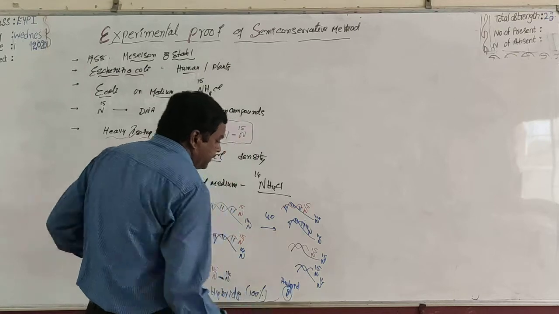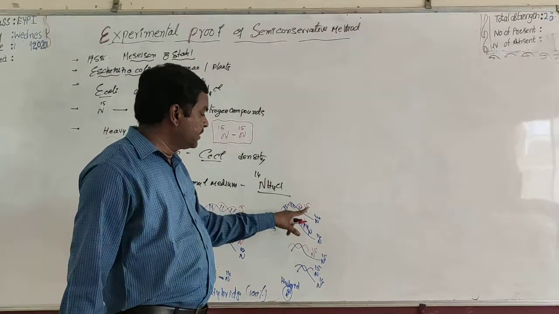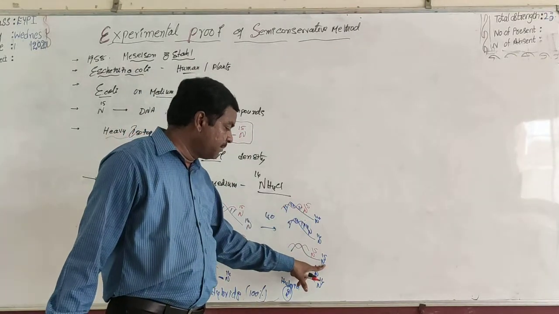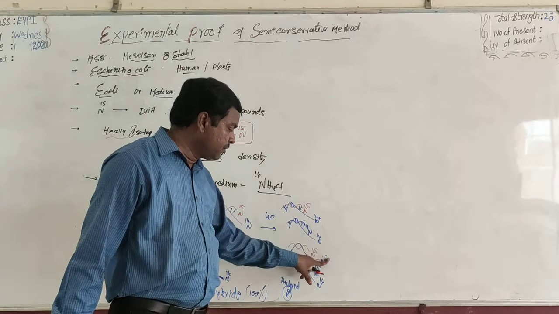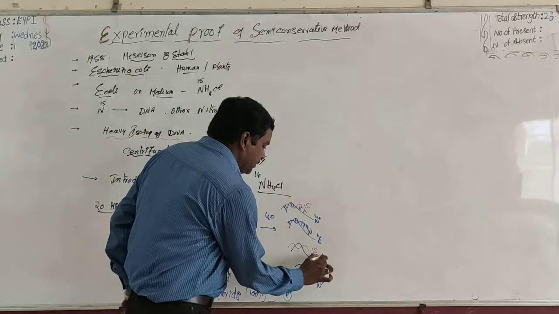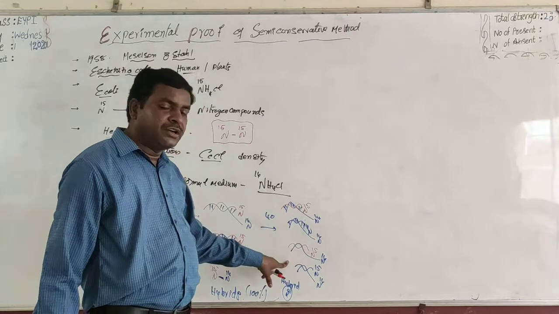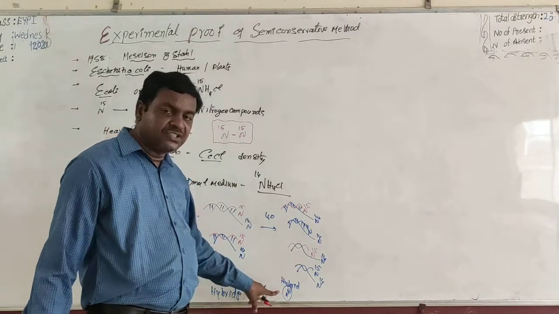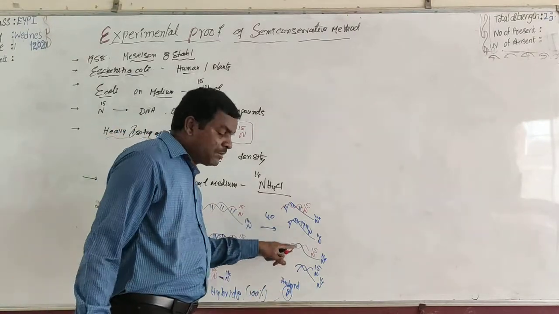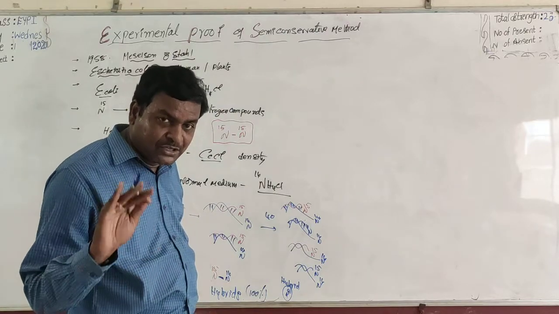Here, hybrids 2. This is hybrid N14 N15. This is also hybrid N15 and N14 and N15. There are total 4 DNA molecules. 2 DNA molecules are hybrids. And how many DNA molecules are light DNA molecules?